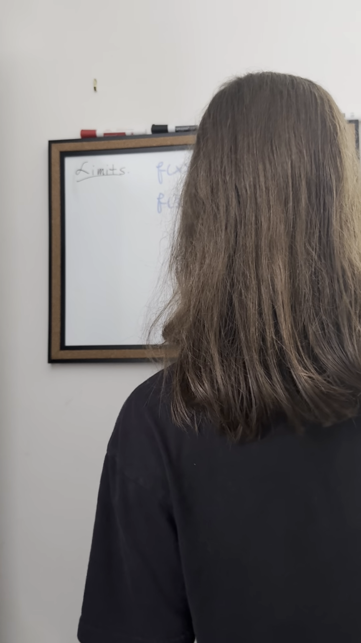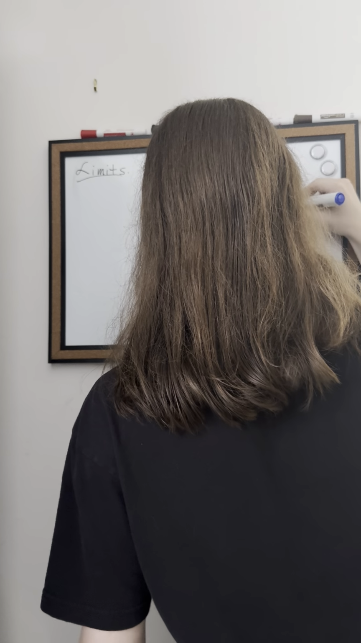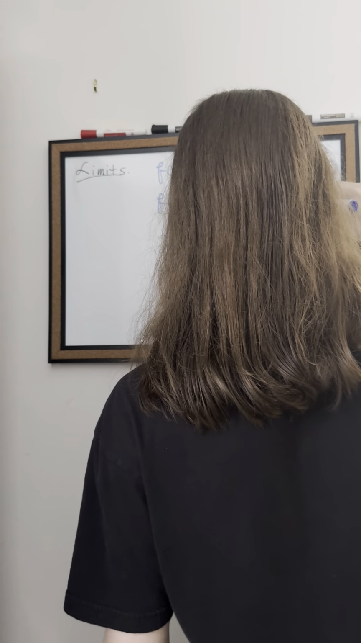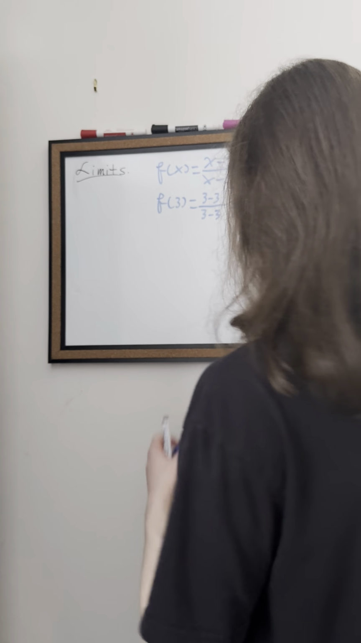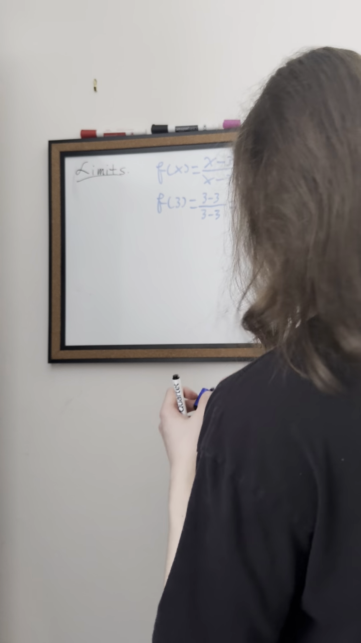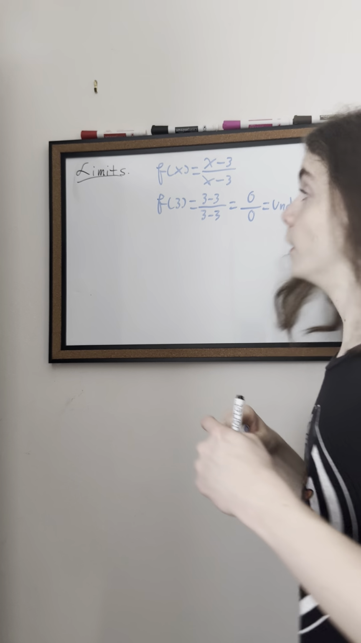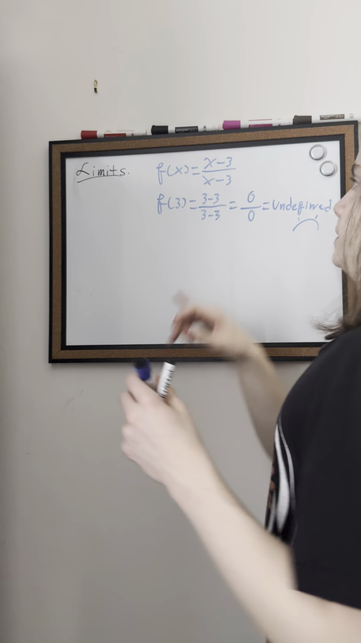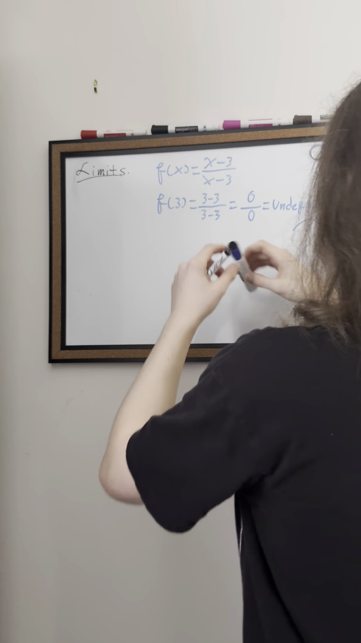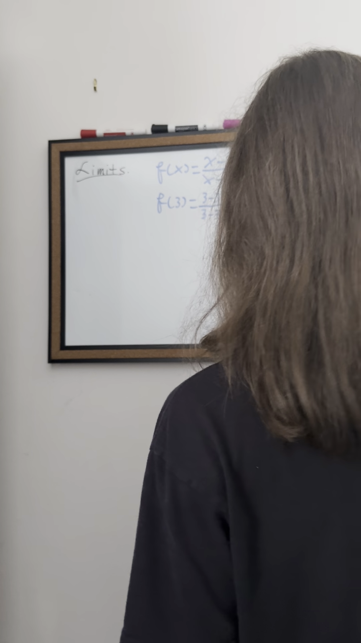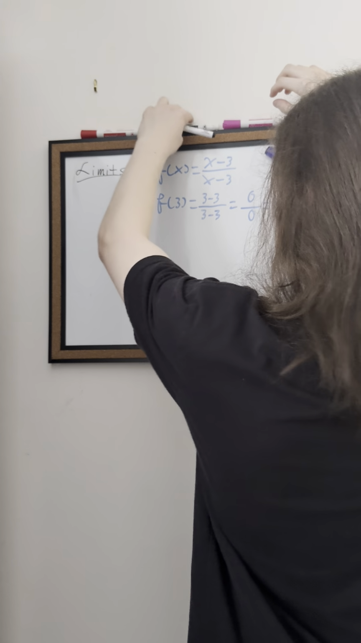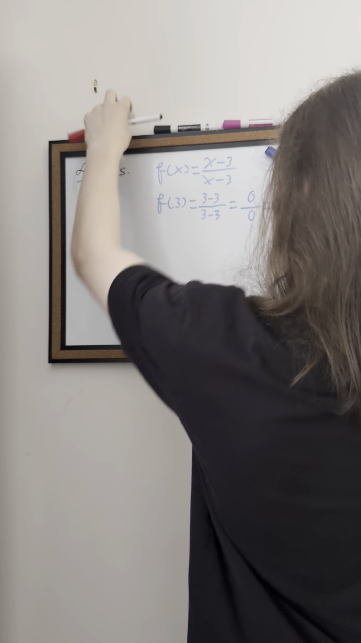We have a 0 divided by 0. Any number divided by 0 is undefined. You can't divide anything by 0. Let me draw a sad face. We're sad. We don't know what this function is when x equals 3. That's where our limit expressions come in.